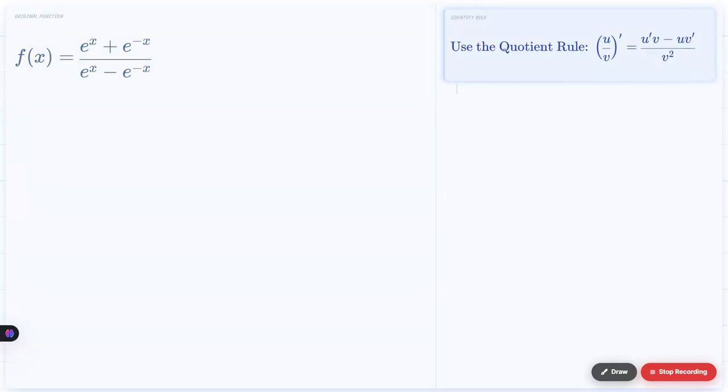We choose to use the quotient rule. We do this to find the derivative of a fraction. The quotient rule says that the derivative of u divided by v equals u prime times v minus u times v prime, all divided by v squared.